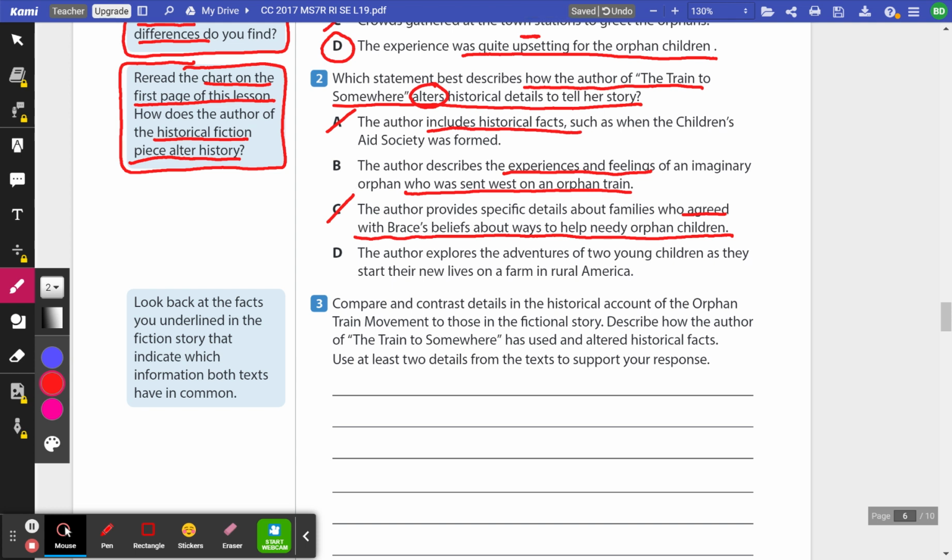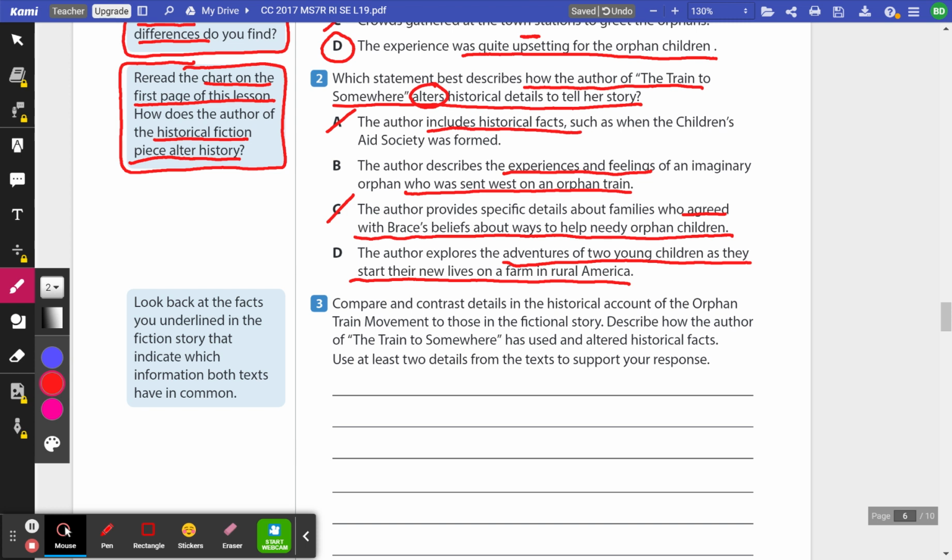The author explores the adventures of two young children as they start their new lives on a farm in rural America. Well, we know that yes, they're being taken to rural America, but this is more than just the adventure of two young kids, right? This is an orphan train experience. It's one girl's experience on the orphan train.